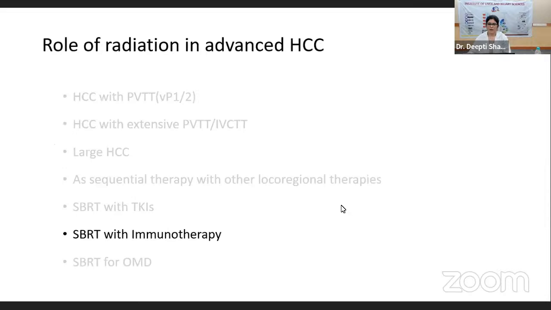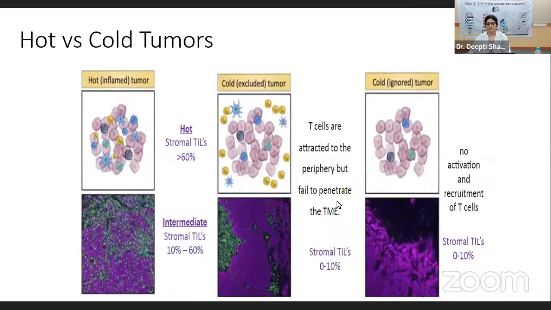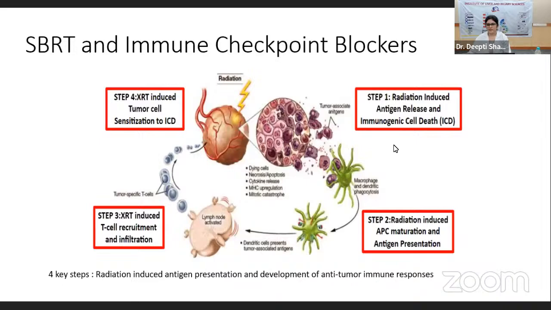Now, SBRT with immunotherapy. Usually there are two types of tumors, the cold tumors and the hot tumors. Hot tumors are tumors where the tumor infiltrating lymphocytes are more than 60%, as compared to a cold tumor where the stromal TILs are less than 10%. With radiation therapy, we can convert cold tumors into hot tumors by increasing the recruitment of T cells. With radiation therapy, there is more antigen release and immunological cell death, resulting in radiation-induced antigen-presenting cell maturation and antigen presentation to the dendritic cell, which then leads to an increase in T cells, T cell recruitment, and infiltration of the T cells into the tumor.